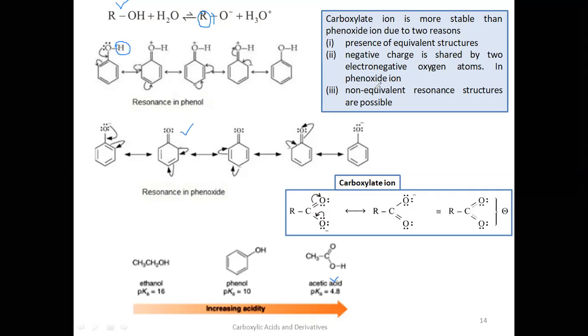Now we are saying that it is a good acid but not as good as carboxylic acid. Let us see the reason. We have already seen this, let us compare again. We have already seen the resonance structures of carboxylic acid. See, these are the resonance structures of carboxylic acids.